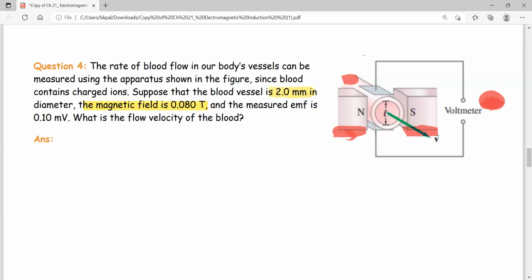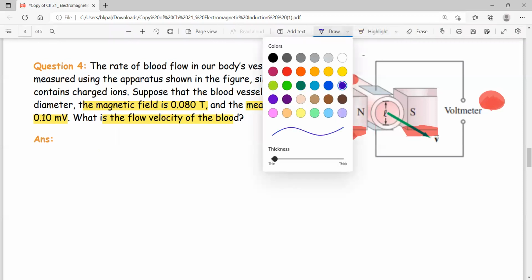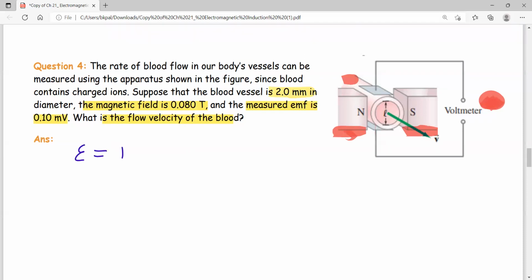The voltmeter gives you the induced EMF, that is 0.10 millivolt. So what is the flow velocity of the blood? You have to calculate that. Let's start from this, EMF equals BLV, so V equals E over BL. Everything is given for this equation except V, the velocity, so we can easily calculate the velocity.